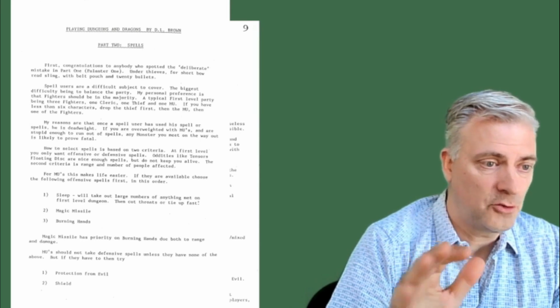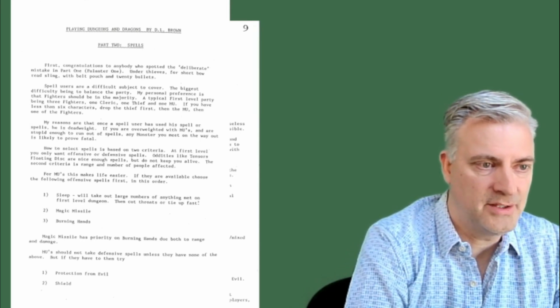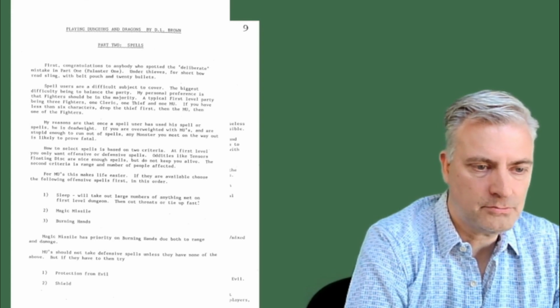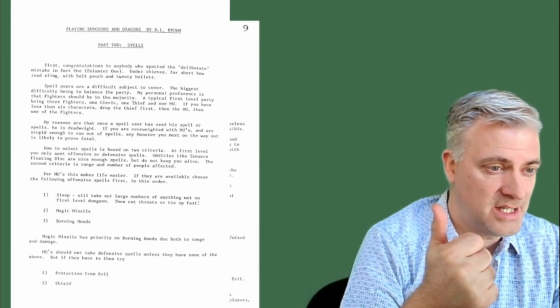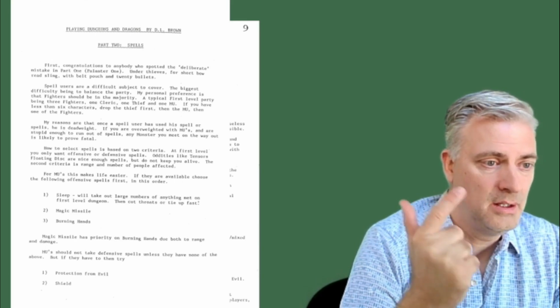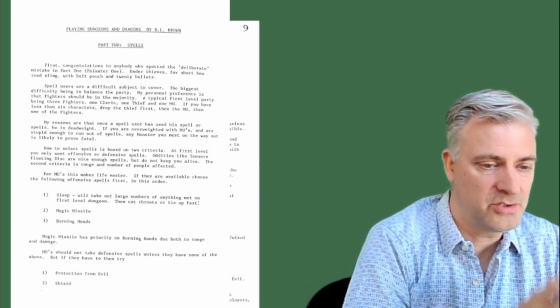But anyway, first level spells, which is a great topic and one I might do a video on at some point, talk about different spells and how to use them. But he says, here are the spells you should take as a magic user. Sleep, because it takes out a large number of low-level opponents. Then Magic Missile, because it has good range and it always hits. And then Burning Hands. Those are his suggestions.